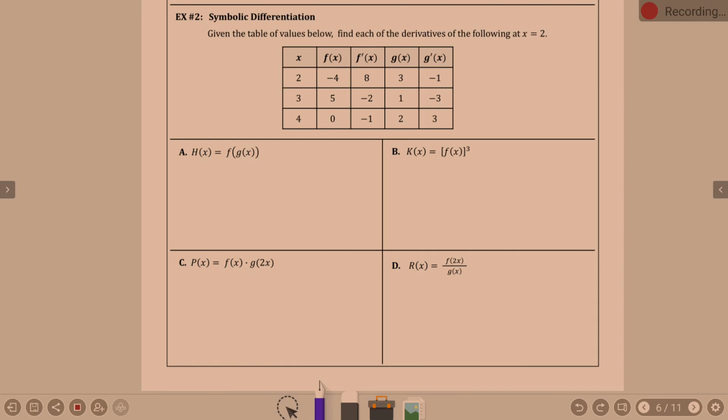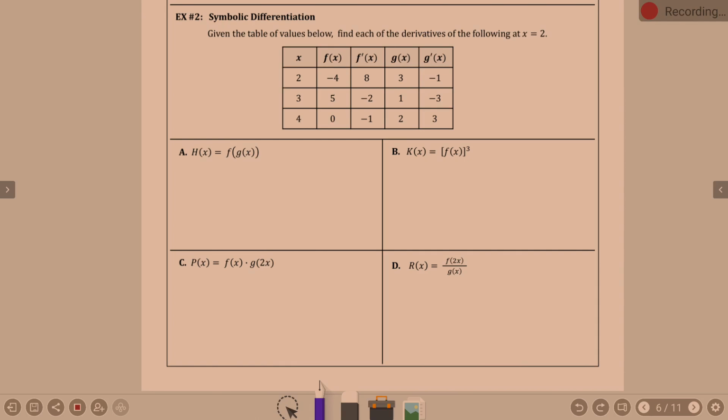Okay. Example 2, given a table of values. This reminds me of a table we had yesterday, right? There's f, there's g, there's f prime, there's g prime. Find each of the derivatives below of the following at x equals 2. So, here we have h of x is defined to be f of g of x.